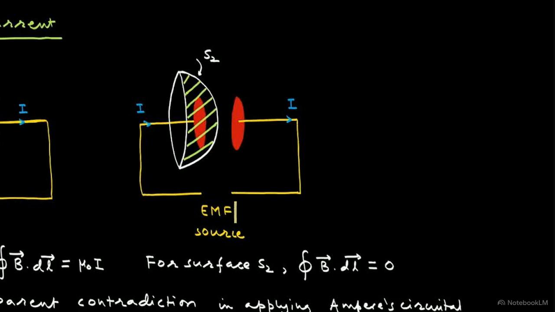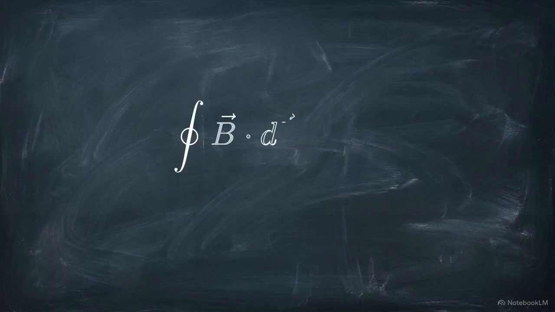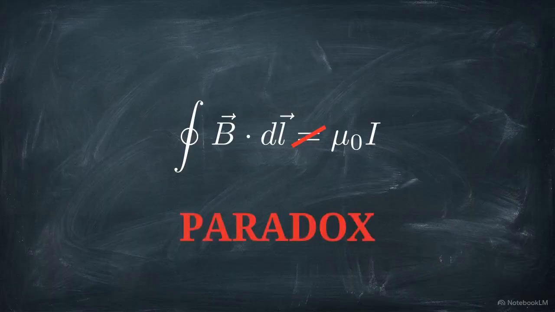No physical charge crosses this empty space. Under the original law, the enclosed current here is zero, meaning the magnetic field should also be zero, directly contradicting the results on our first surface. This mathematical contradiction proves Ampere's original law is incomplete when applied to open circuits.